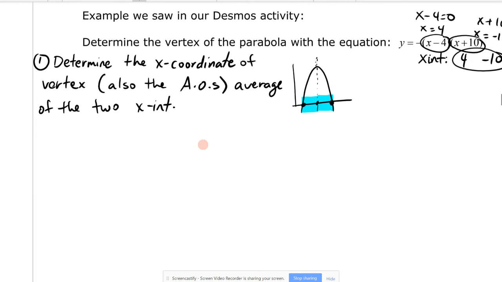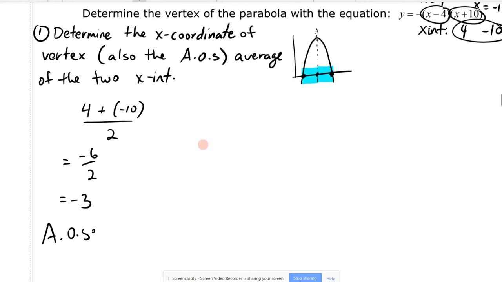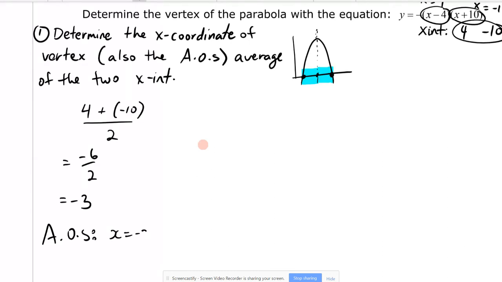So if I average them, if I do 4 plus -10 and divide by 2, that's my average. I will get -6/2, or I could rewrite that as -3. So my axis of symmetry is x equals -3.